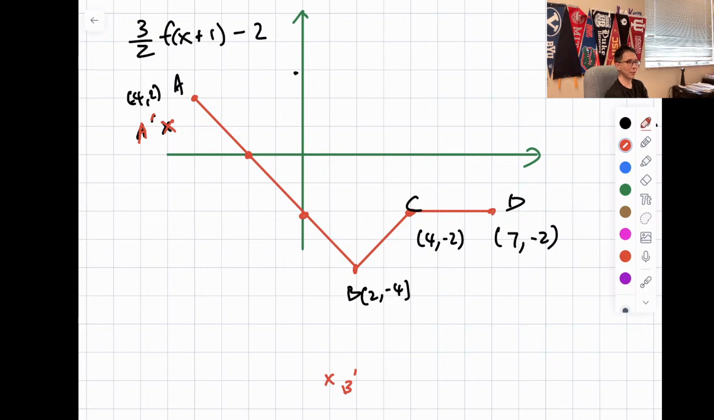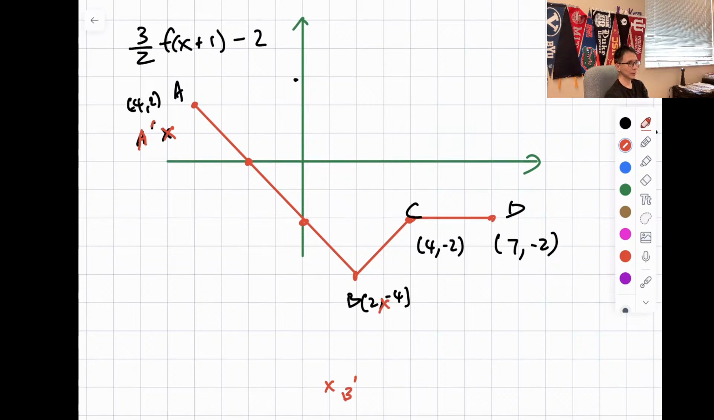C. How about C prime? Move left 1. Times 3/2 is what? -3. And go down 2 more units. I think it's right here. 3, -5. Yeah. And this one the same thing. So the end graph is gonna be something like this. Is that okay? Take each point at a time.